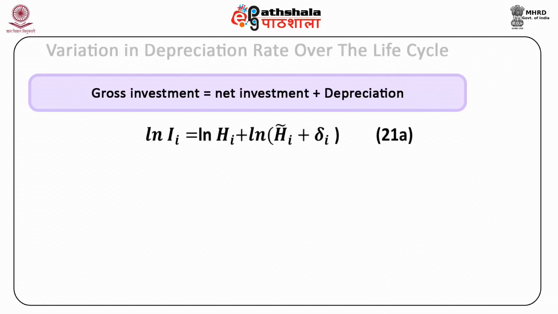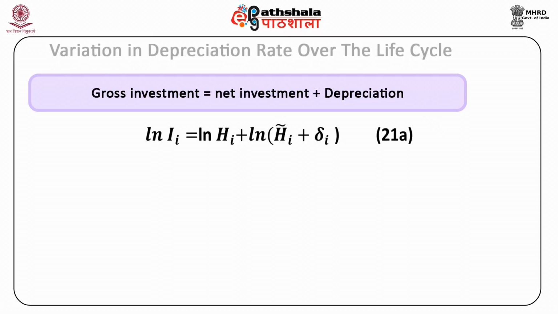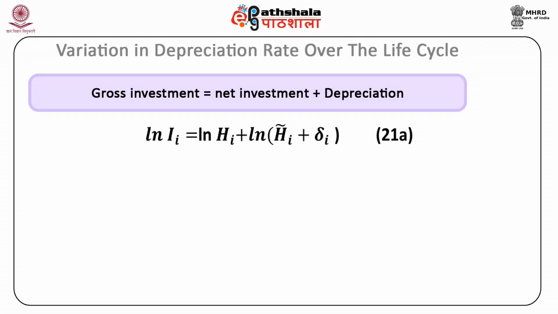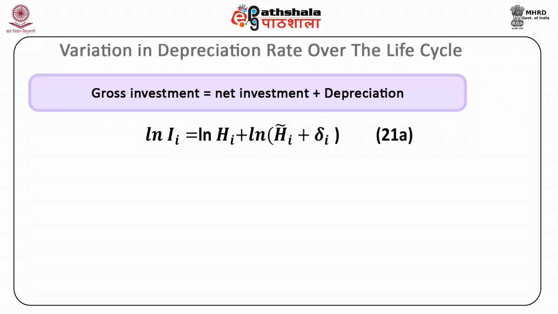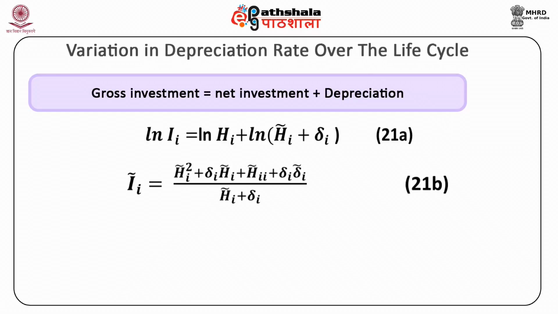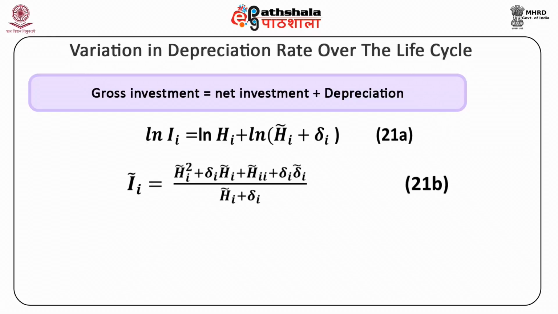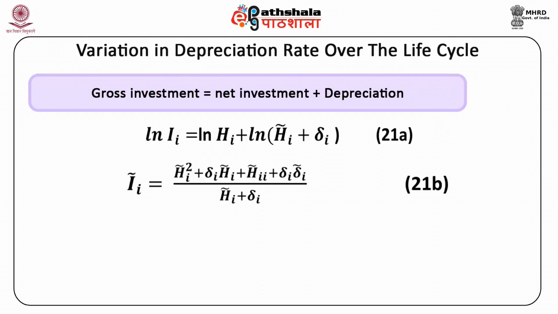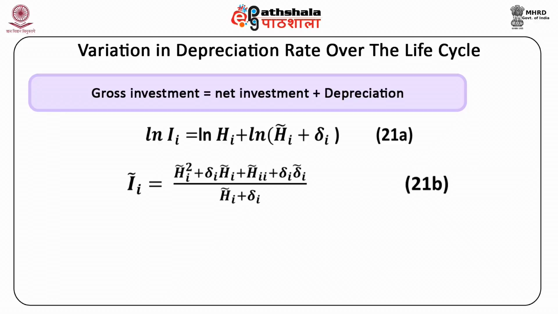Log of Ii is equal to log of Hi plus log of H tilde i plus delta i, equation 21a. Differentiating with respect to age, I tilde is equal to H tilde i squared plus delta i into H tilde i plus H tilde tilde i plus delta i into delta i tilde upon H tilde i plus delta i.